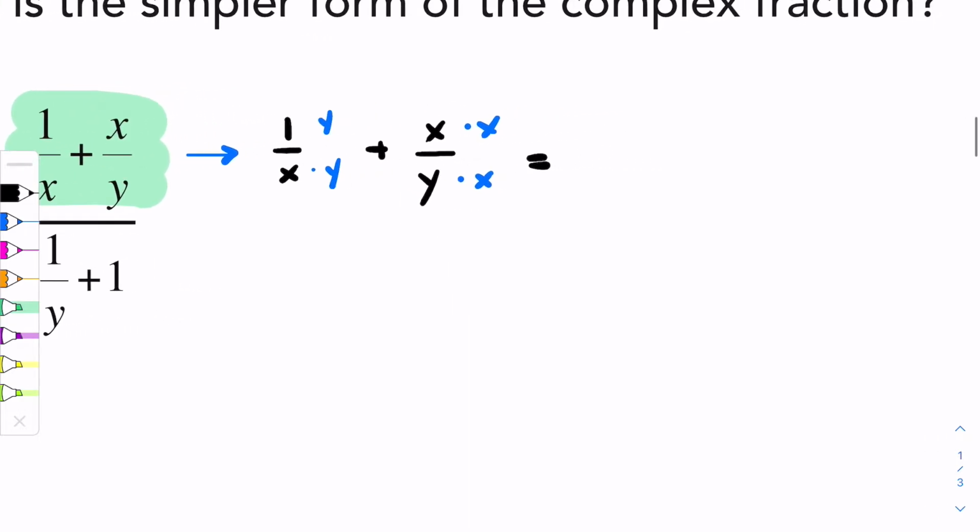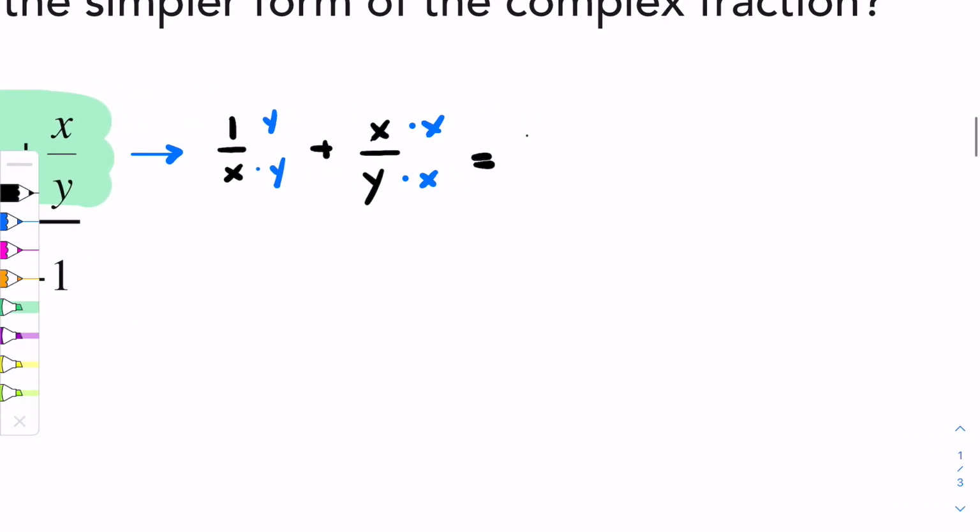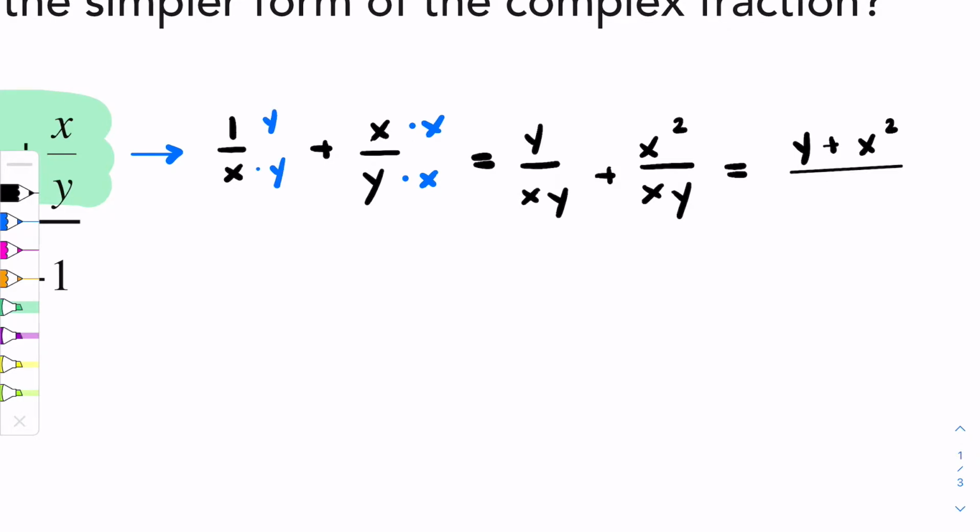This gives us y over xy plus x squared over xy. And when we add our numerators together, we have y plus x squared divided by x times y. This here is going to be our simplified numerator.